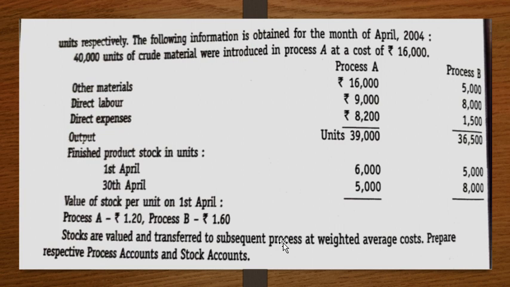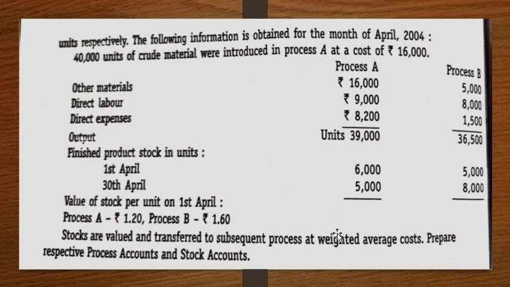So here this weighted average or average cost will be helpful to value the stock. As we know the opening stock units and the cost is given, we do not know the closing stock units, and we need to calculate the cost per unit for the closing stock. They have clearly stated here that stocks are valued and transferred to the subsequent process at weighted average cost.